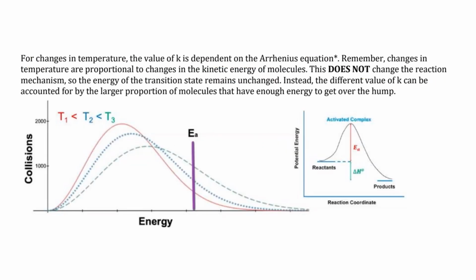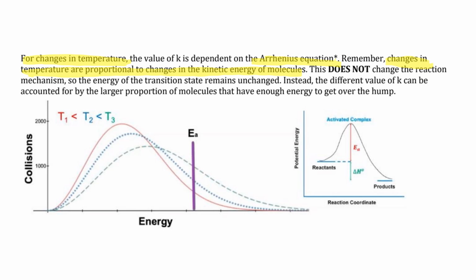For now, changes in temperature are what we're going to focus on. The value of k is dependent on something called the Arrhenius equation. We'll look at that briefly. Luckily for us, we don't need to do math with it. The important thing we need to know is that changes in temperature are proportional to changes in the kinetic energy of molecules.